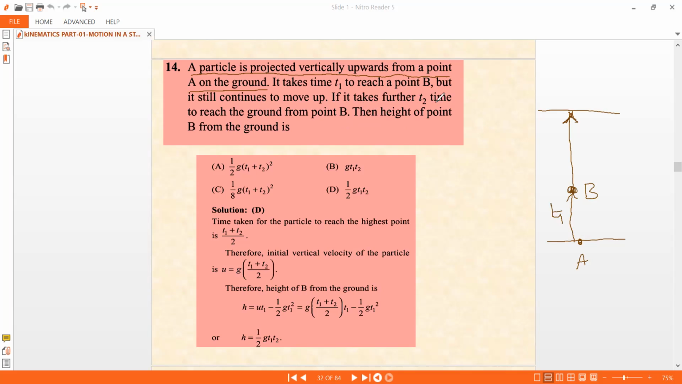If it takes further time t2 to reach the ground from the point B, it went like this and has fallen to the ground. This entire time interval from B to the ground is t2. Then the height of the point B from the ground is? So this is the question, and we had to solve this.